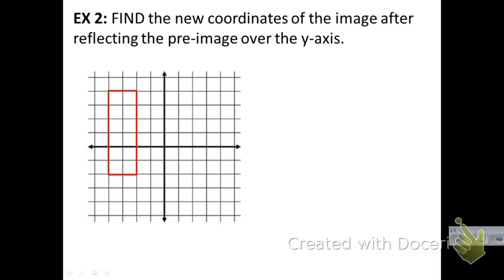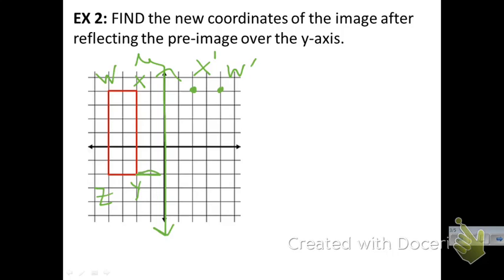Example 2 wants you to reflect over the y-axis, so we're going to fold here. I'm going to label these W, X, Y, Z. And we're going to say how far away is X from that line. It's 2, so I'm going to go 2 away from that line to get X prime. W is 4 away, so I'm going to go 4 on the opposite side to get W prime.